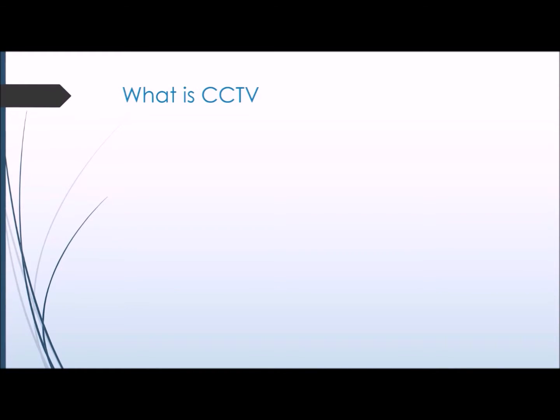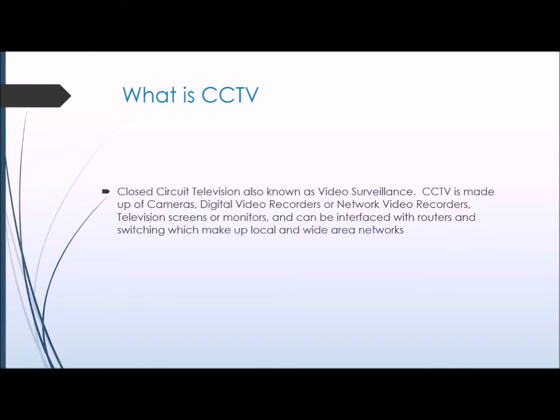First off, let's discuss what is CCTV. CCTV stands for closed circuit television. Closed circuit television is also known as video surveillance. CCTV is made up of cameras, digital video recorders, or network video recorders, television screens, or monitors, and can be interfaced with routers and switching, which make up local and wide area networks.